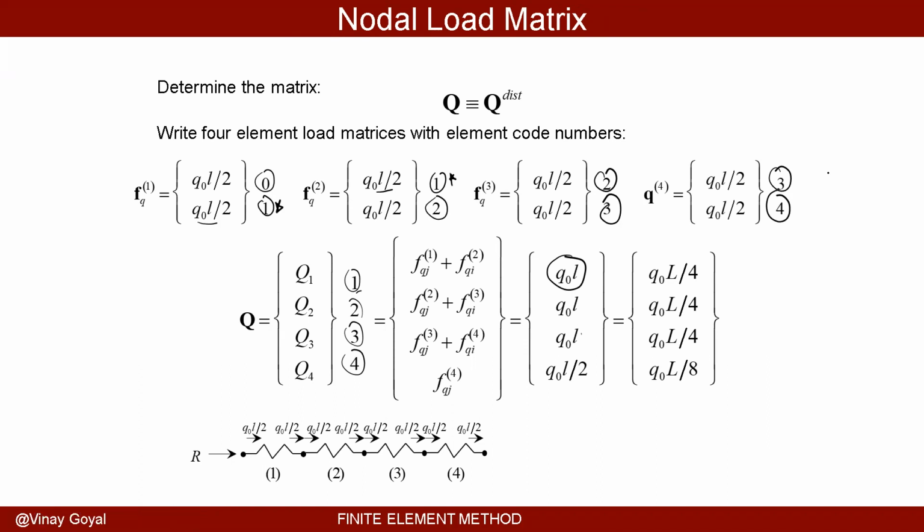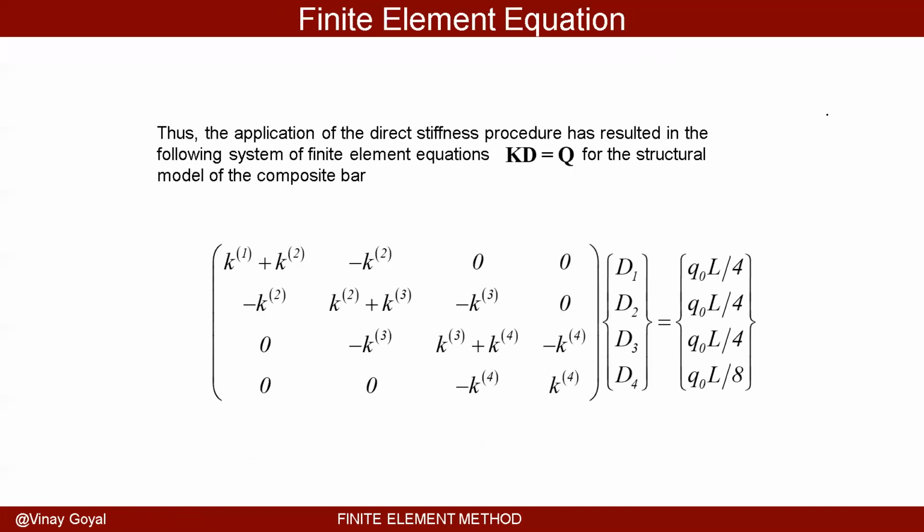Note that here L is L divided by 4 because I divided the domain into 4 equal elements of L over 4. So small L is actually L over 4. And so that's why you see that here. So I don't have any concentrated loads. In this example, it's all distributed load.